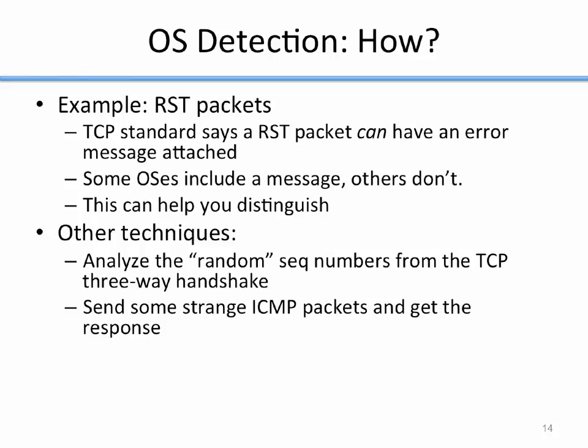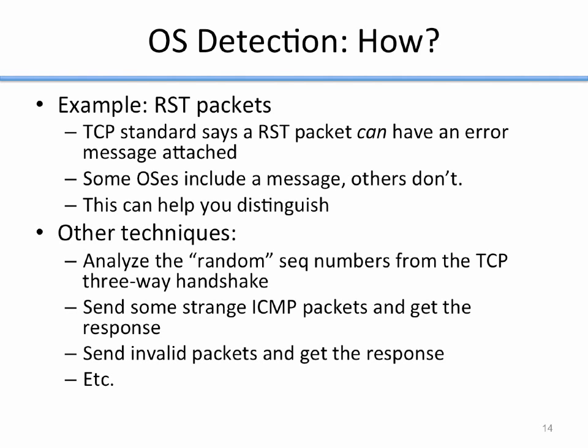Another technique is it could send some really strange ICMP packets, some really obscure or uncommonly used packets, and see what the reply is. And then another, and this one's probably my favorite, is that it sends a bunch of invalid packets. So they looked at the TCP standard and said, well, there's a whole bunch of potential types of packets that the standard doesn't say what to do. I mean, they're nonsense. They don't mean anything useful, but I could send invalid packets and see how different operating systems respond. And there's other techniques that they use as well.